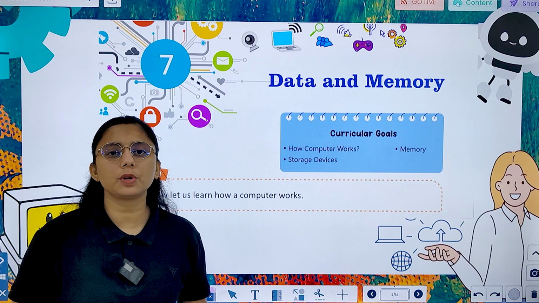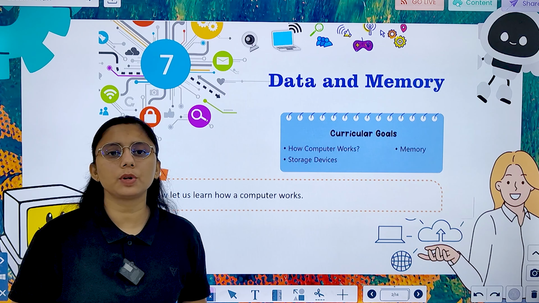A computer works on the IPO cycle: input, process, and output. You are giving the computer an instruction, and then the computer is processing your information and giving you an output. This is known as information. Like you give the instruction 3 plus 5, and the computer processes it and gives you the result, that is 8. 5 plus 3 is equal to 8.